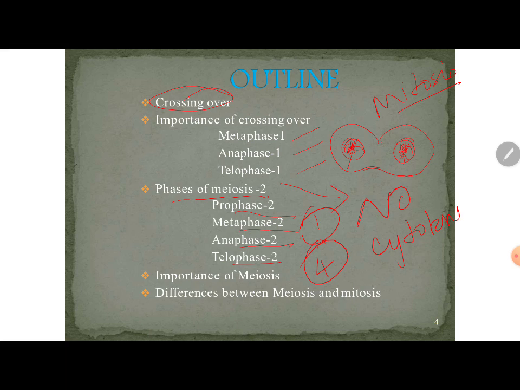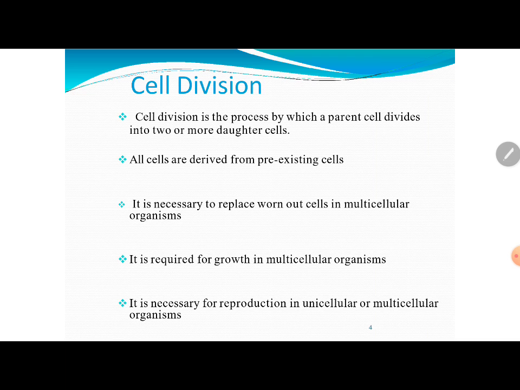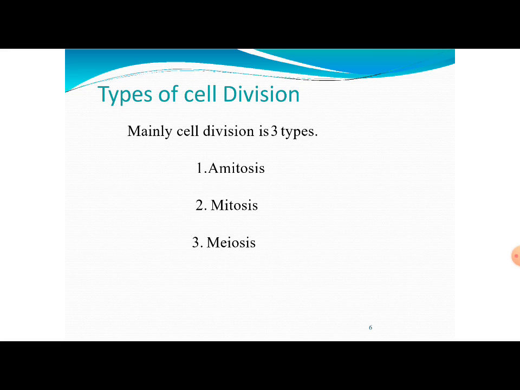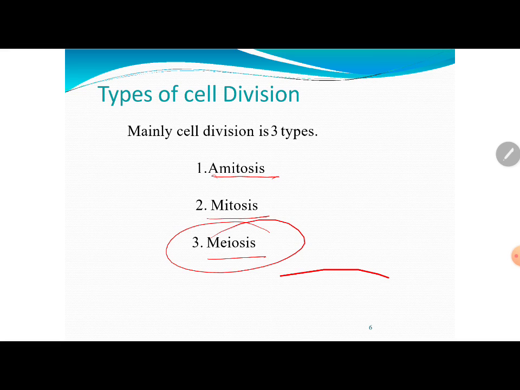And where does this specifically happen? We'll go in detail. Then the differences between mitosis and meiosis. Cell division is the process by which a parent cell divides into 2 or more daughter cells. All cells are derived from a pre-existing cell, and it is necessary to replace them. These points we have already done in mitosis. The types of divisions are amitosis, mitosis, meiosis. We have finished the first ones, so we will go to meiosis directly.